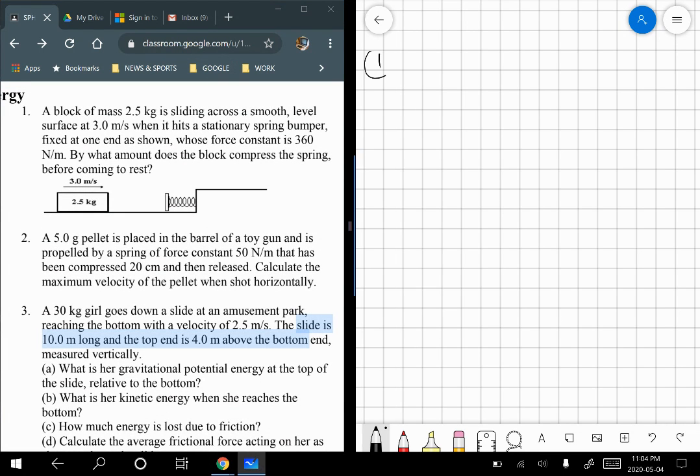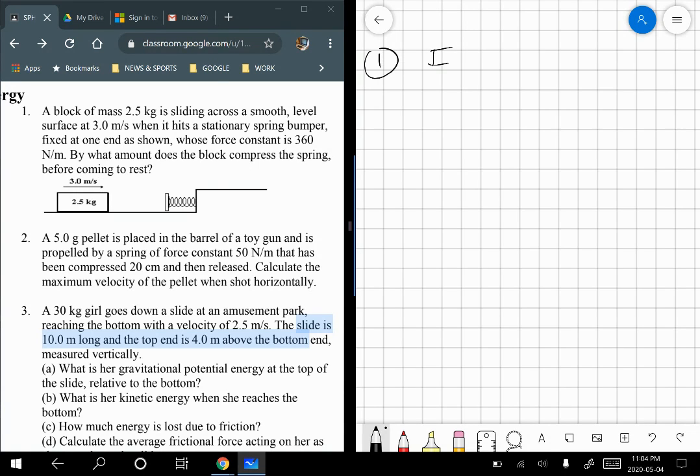So anyway, number one: a block of mass 2.5 kilograms is sliding across a smooth level surface at 3 meters per second when it hits a stationary spring bumper fixed at one end as shown. The force constant, that's the stiffness of the spring, is 360 newtons per meter. By what amount does the block compress the spring?